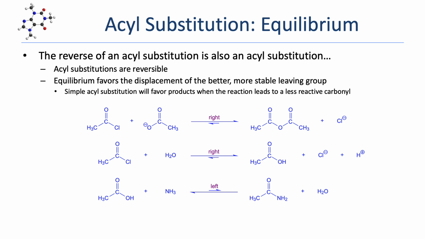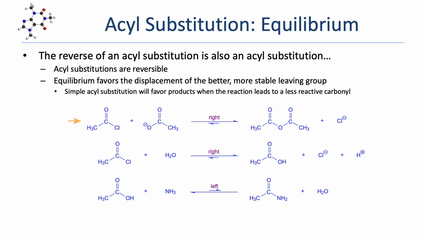In a nucleophilic substitution, equilibrium will favor the displacement of the better, more stable leaving group. This means that simple, direct acyl substitutions will favor products when the reaction leads to a less reactive carbonyl type. Let's take a look at a few examples that demonstrate this.